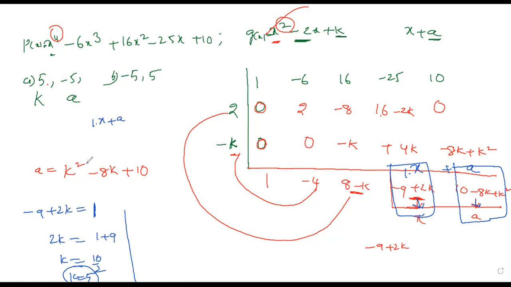If you write in place of this, a is equal to 5 square minus 8 of 5 plus 10. That means 25 minus 40 plus 10. That means this is minus 5. So this is our answer. Okay. If you feel difficulty, leave it because this is not actually an objective question.